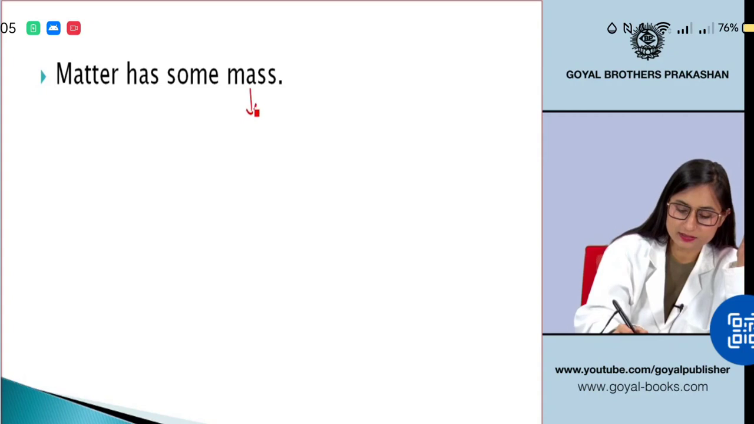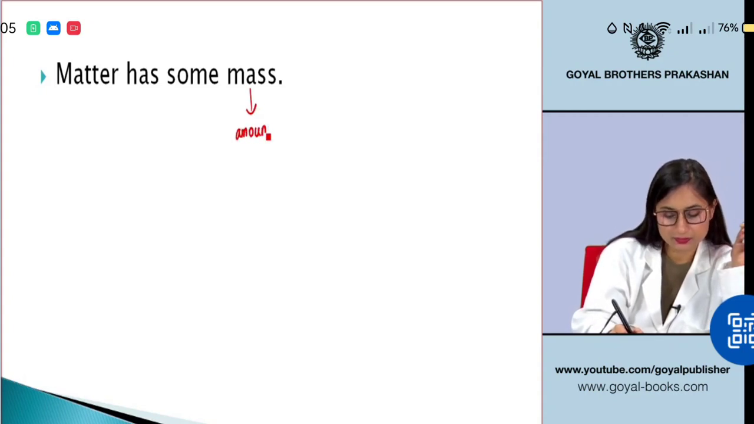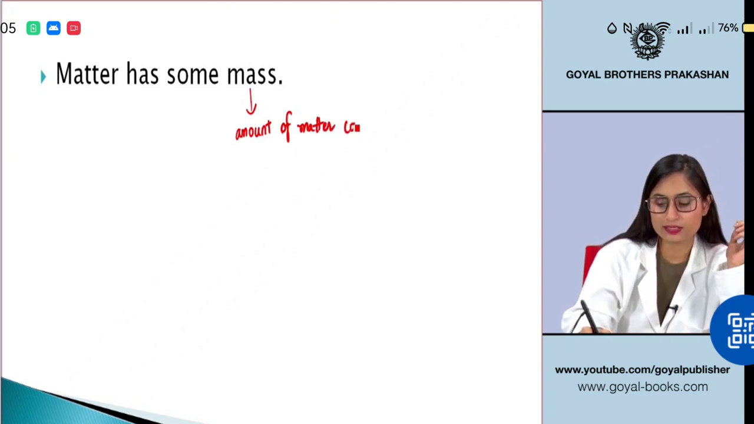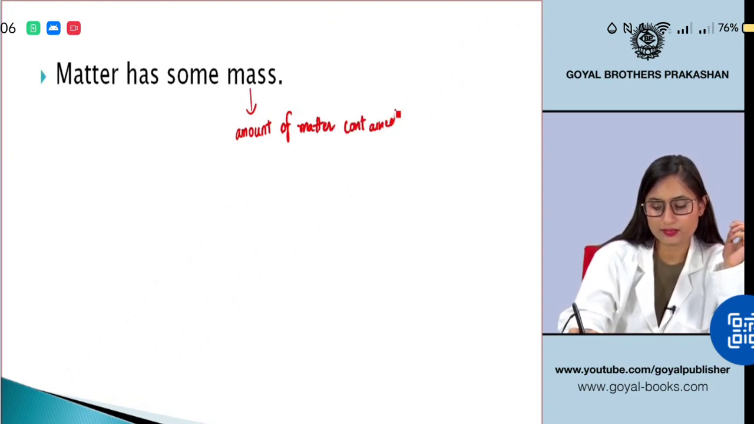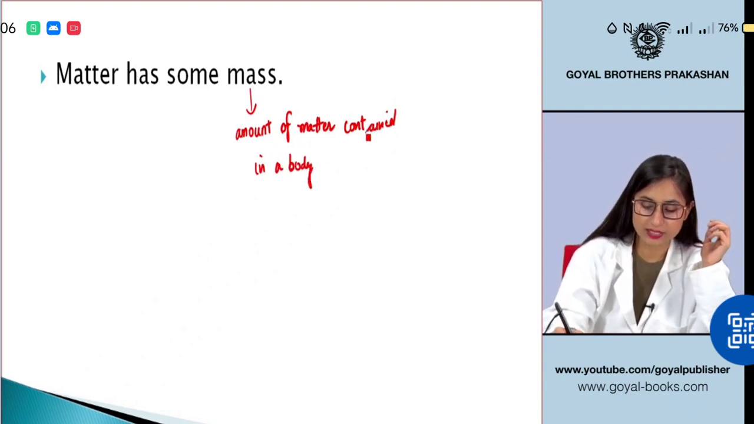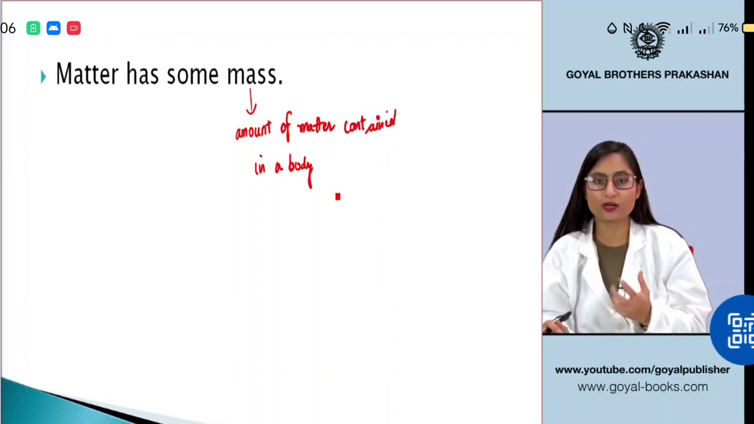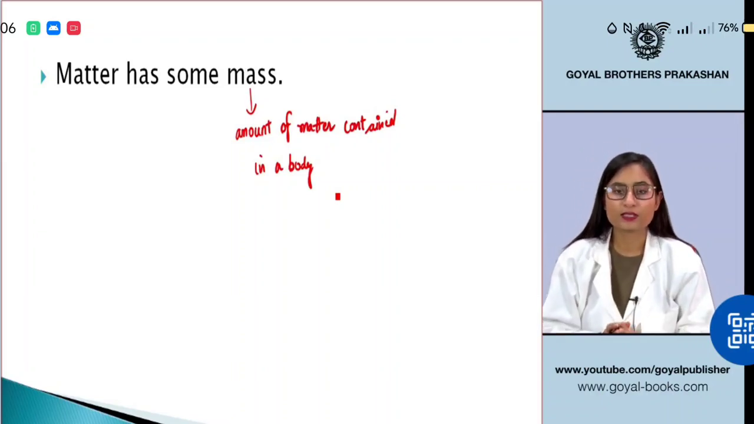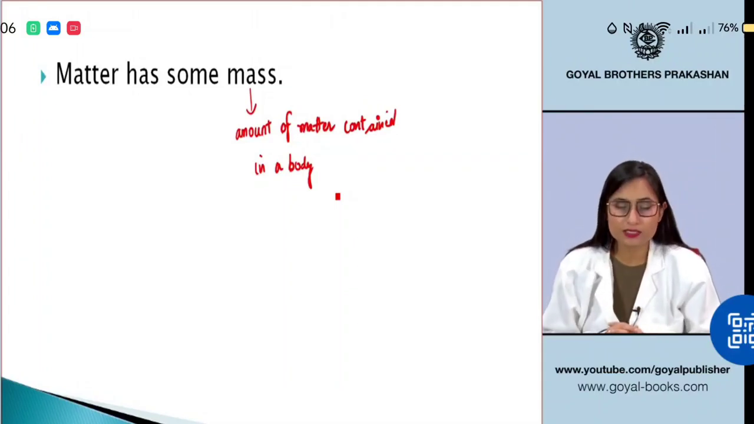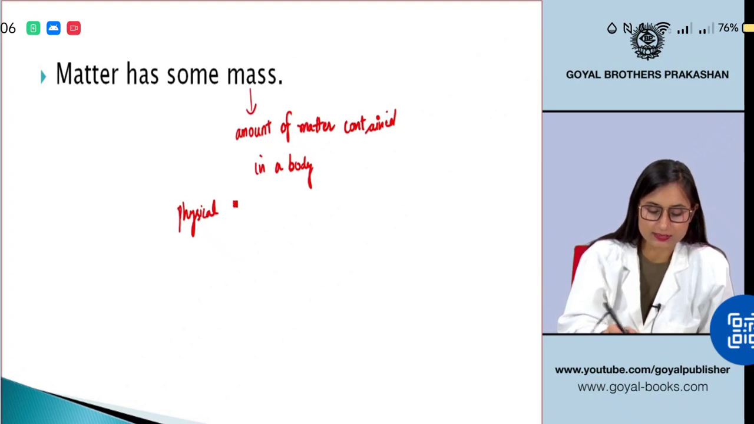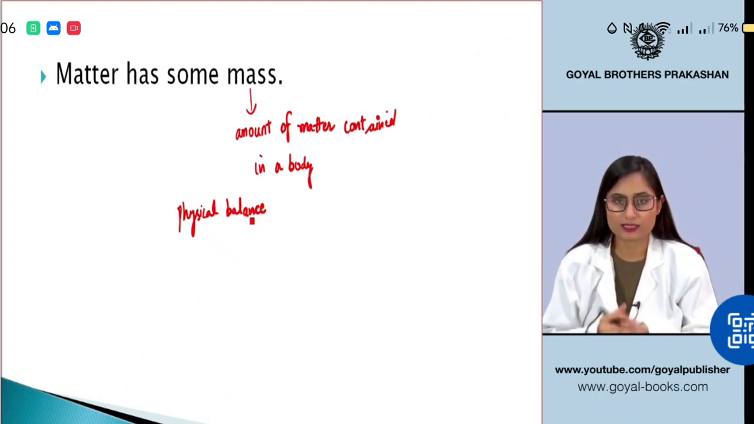What is mass? Amount of matter contained in a body. We are discussing the quantity of the matter, correct? Now, how do you measure your mass? You can measure your mass by standing on a weighing machine, right? So that weighing machine is an example of a physical balance. A physical balance tells you about your weight, your mass, correct?